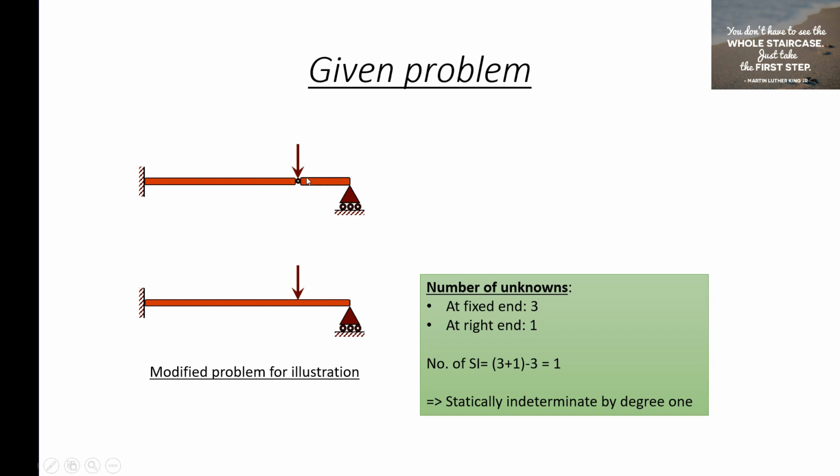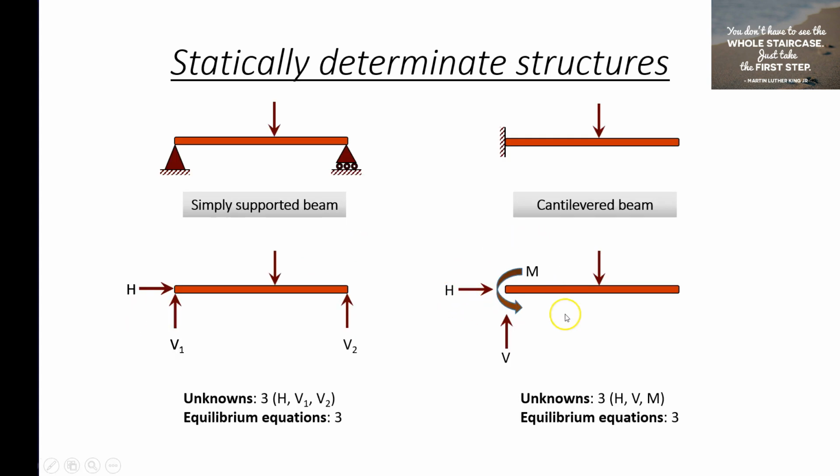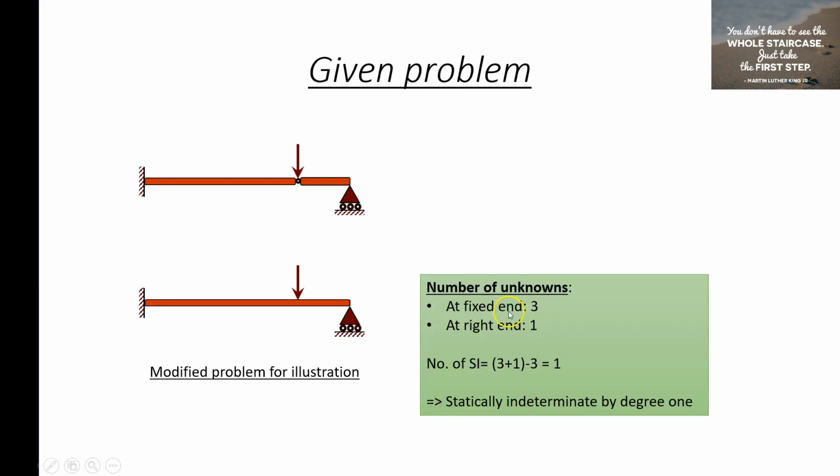Suppose there is no internal hinge, let's see what happens. So this is the modified problem for illustration, which doesn't contain an internal hinge at this location. Now we have a fixed support, as we have seen in the previous slide, which contains three unknown reactions. That's what is shown here. At the fixed end, the number of unknowns is 3.